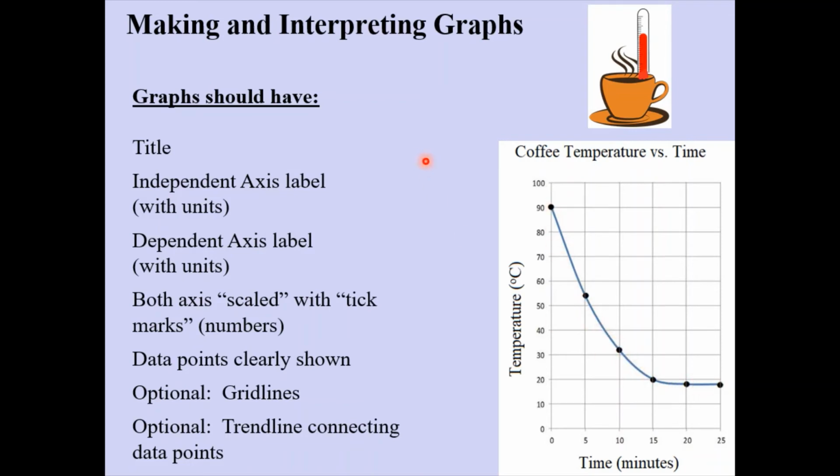So this is an example of a nice graph. It's very clear, and everything is labeled correctly. It's very easy to interpret a graph like this when it's made correctly.